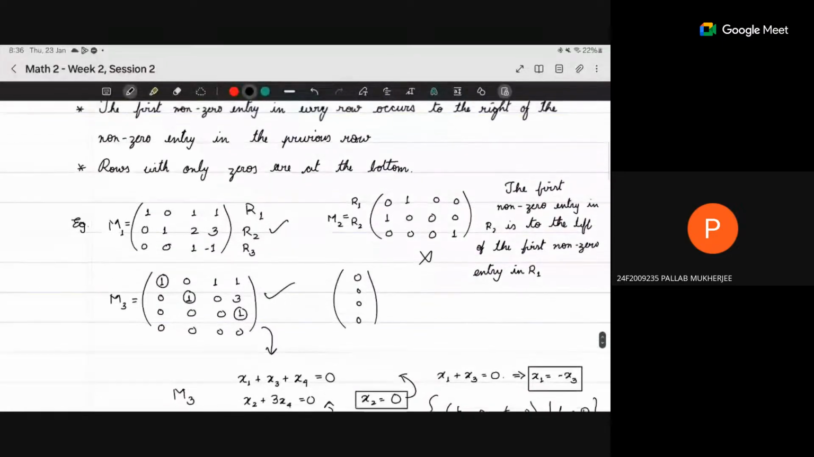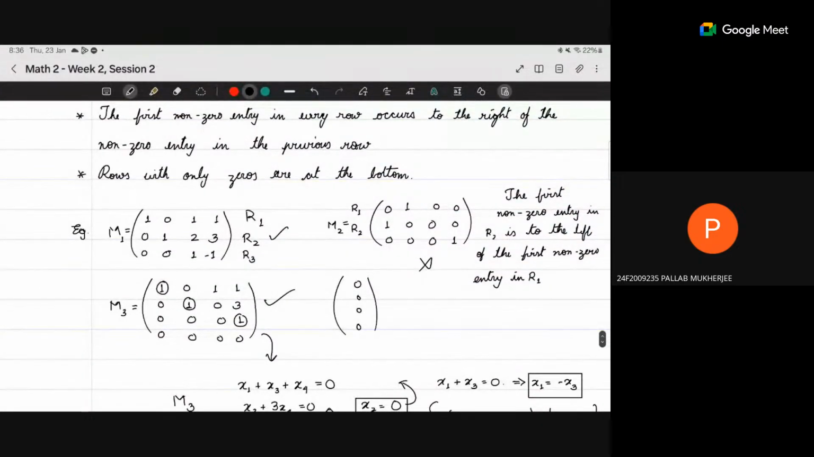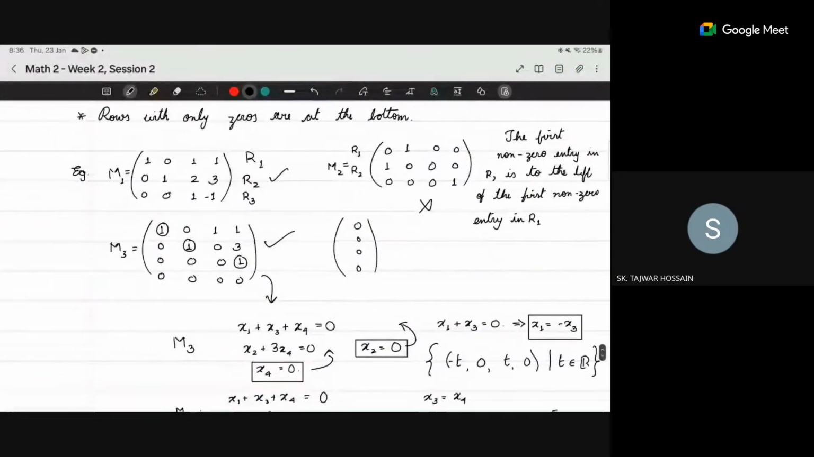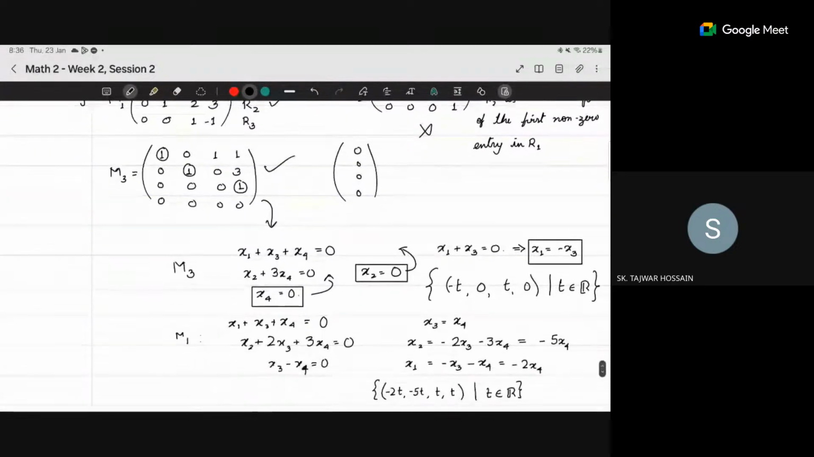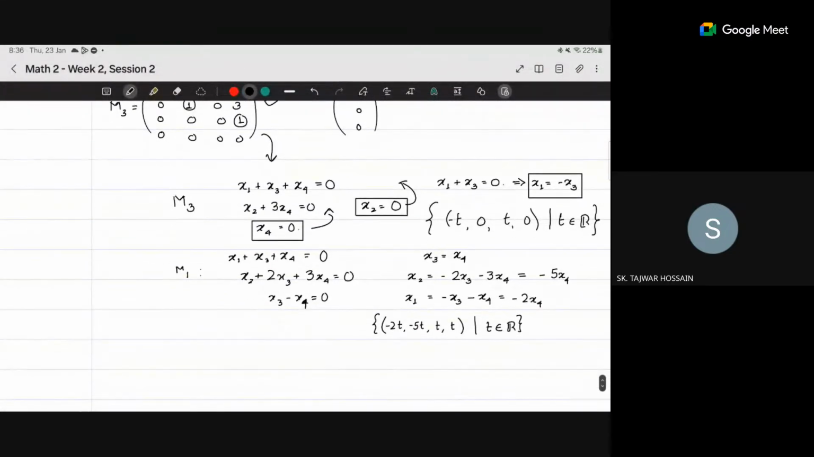So now you have reasonable clarity on what echelon form is, right? Sir, why aren't we assuming here that x4 is independent of x3? Well, I'll get to that. Okay. Yeah, you can do that as well.